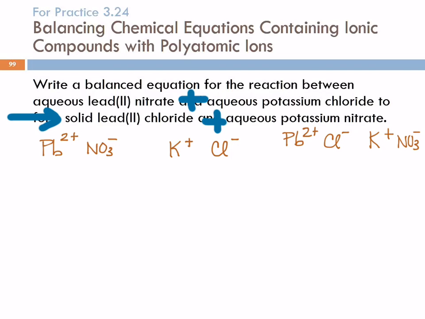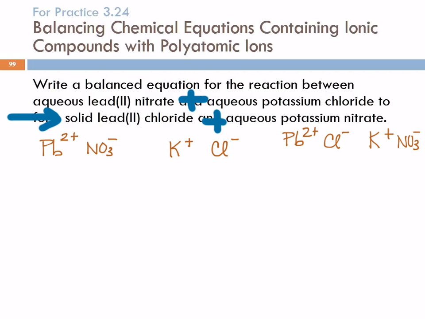When we study types of chemical reactions, we will learn that what's happening here is that these ions are switching partners. Lead is coming in with nitrate, potassium is coming in with chloride. They're swapping partners, and potassium leaves with nitrate, and lead leaves with chloride. With our formulas for the ions and their charges, then we can write the formulas for the compounds.